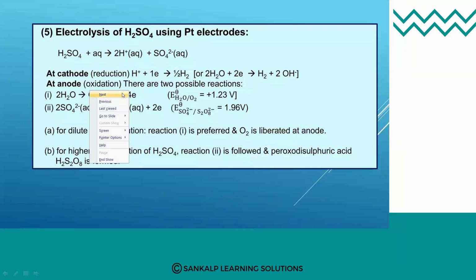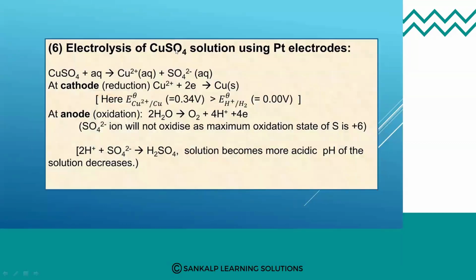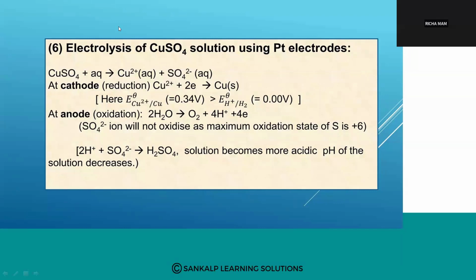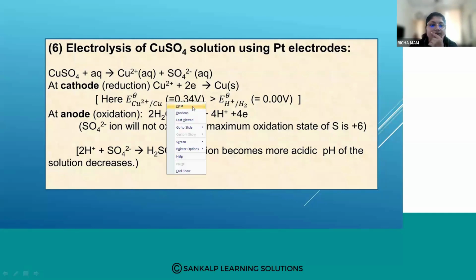Next is electrolysis of copper sulfate solution using platinum electrodes. Copper sulfate solution will split into copper plus 2 and SO4 minus 2. See the cathode reaction and anode. You just have to know that at cathode reduction takes place in electrolytic cell and at anode oxidation takes place. Just see the reduction potential values and then write the overall reaction.